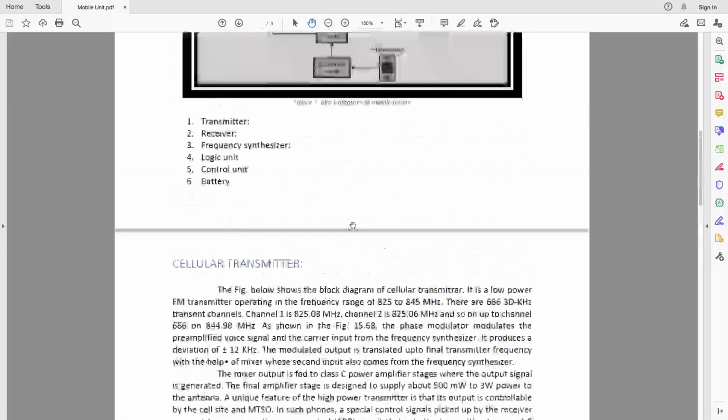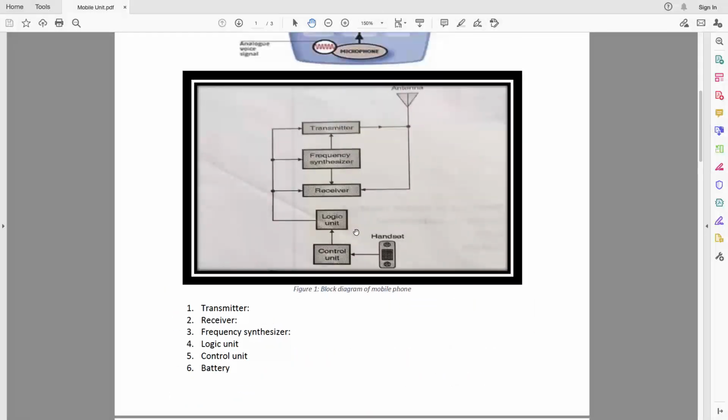We know that the receiver also requires a radio frequency signal. In analog communication, we have seen radio receivers, the FM radio receiver and the AM radio receiver, and we know that there the received signal is converted into an intermediate frequency.